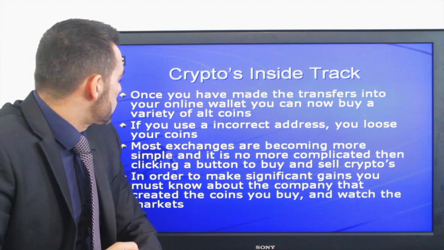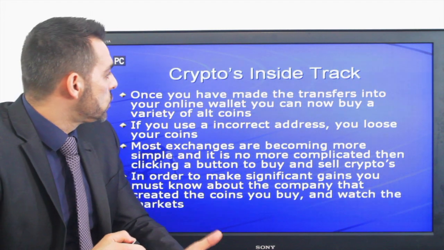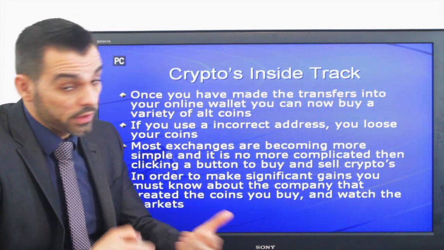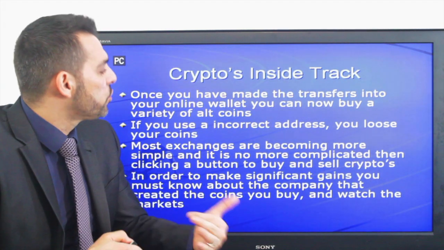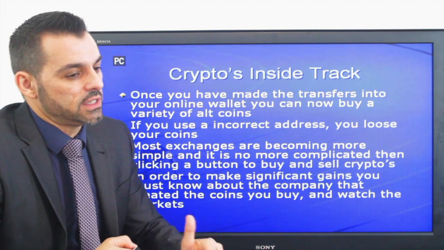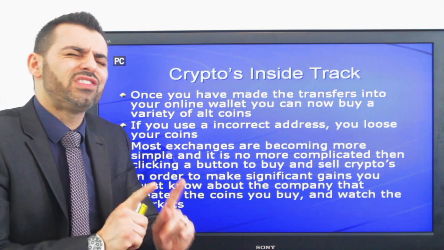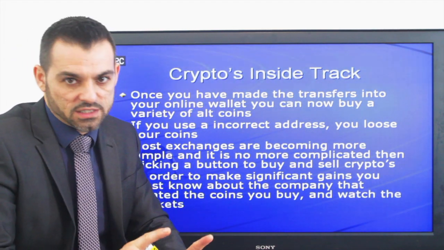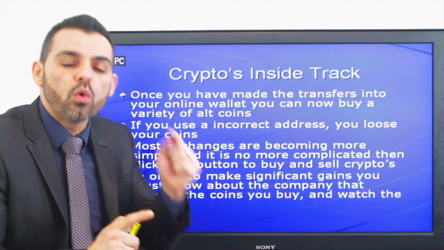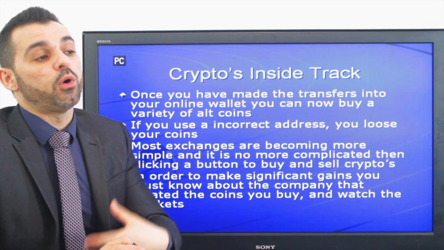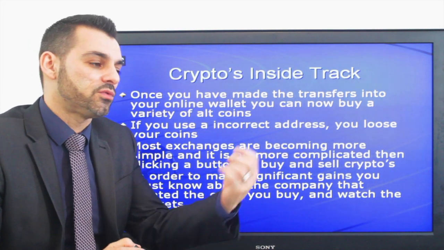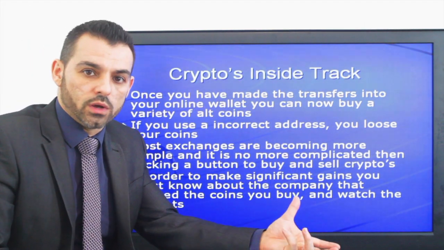Once you have made the transfers into your online wallet, you can now buy a variety of altcoins, which is what we were kind of talking about earlier. And if you use an incorrect address, you lose your coins. This is probably one of the most important factors to always have in the back of your mind whenever you're trading or sending cryptocurrency from one wallet to another wallet.